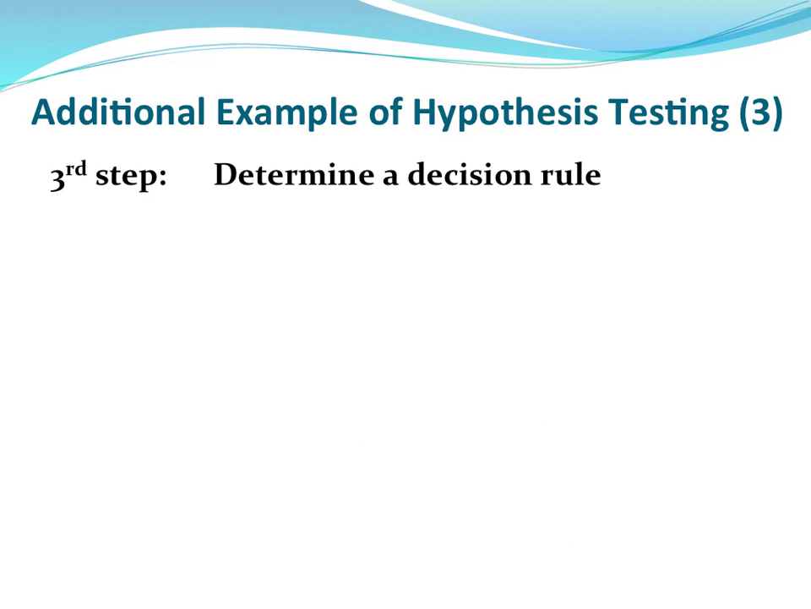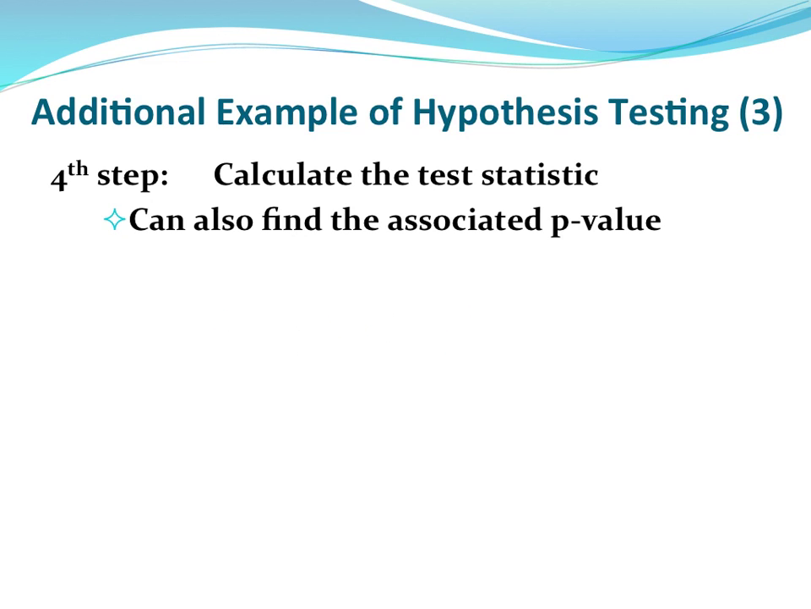Our next step will be determining a decision rule. In this case, I'm going to test using the standard alpha level of 0.05. The fourth step is calculating the test statistic, recalling that the formula for the z-statistic is x bar, or the sample mean, minus mu, or the hypothesized population mean, divided by sigma, or the population standard deviation, over the square root of n, or the sample size.